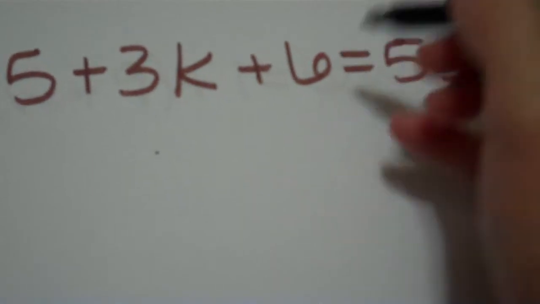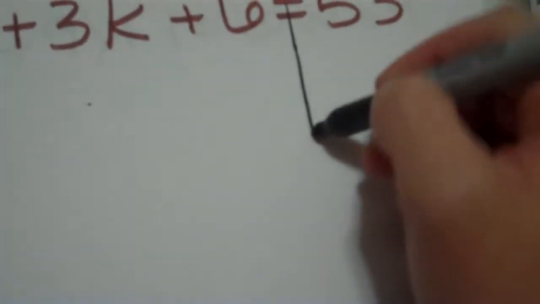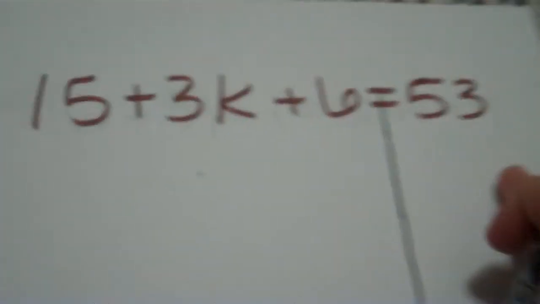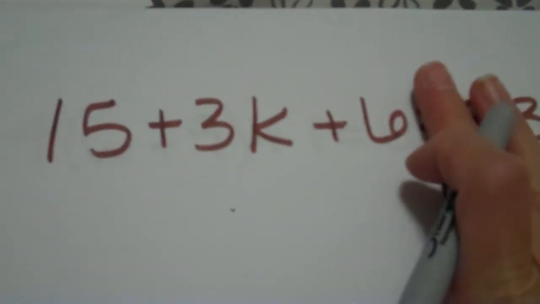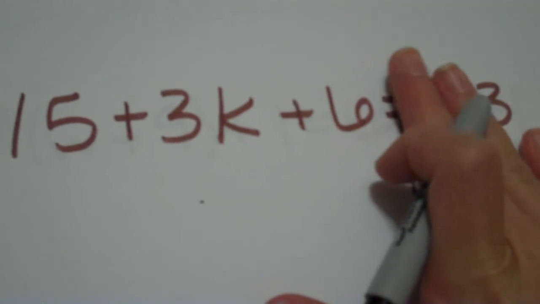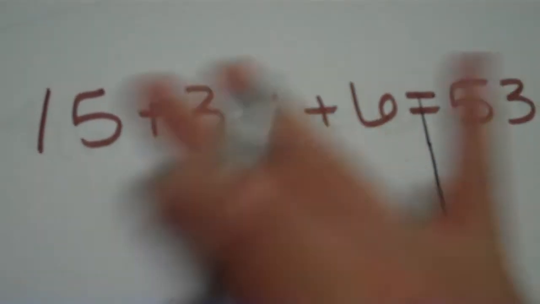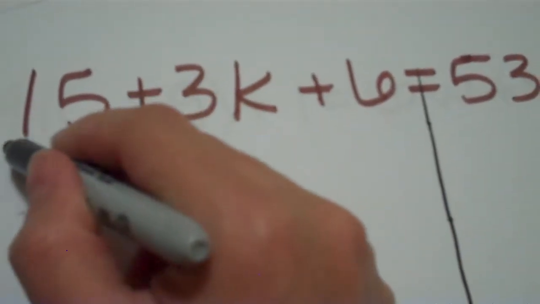If not, let's go ahead and draw our line, as we always do. So, my first step is distribute. Is there any distribution here? No. I'm not going to do that. Combine on each side. So let's look on the left side. Is there anything over here that I can combine? And you should say, yeah. There's a K here. There's no other K's. But there is a 15 and there is a 6.